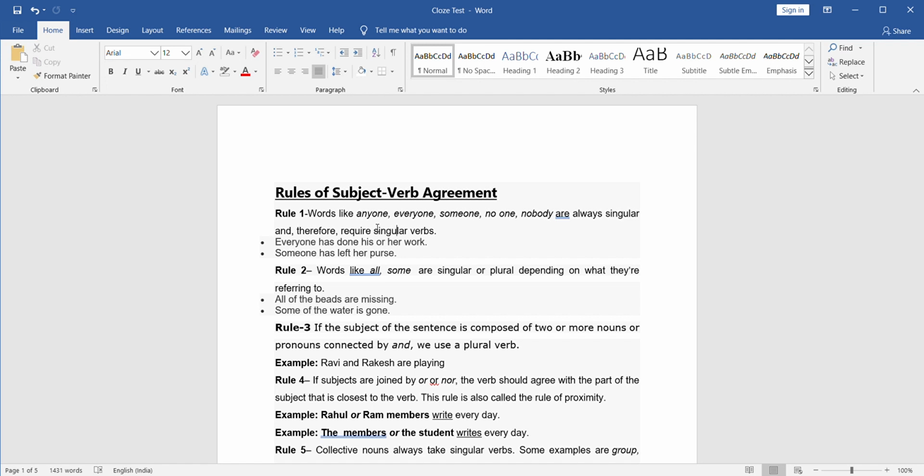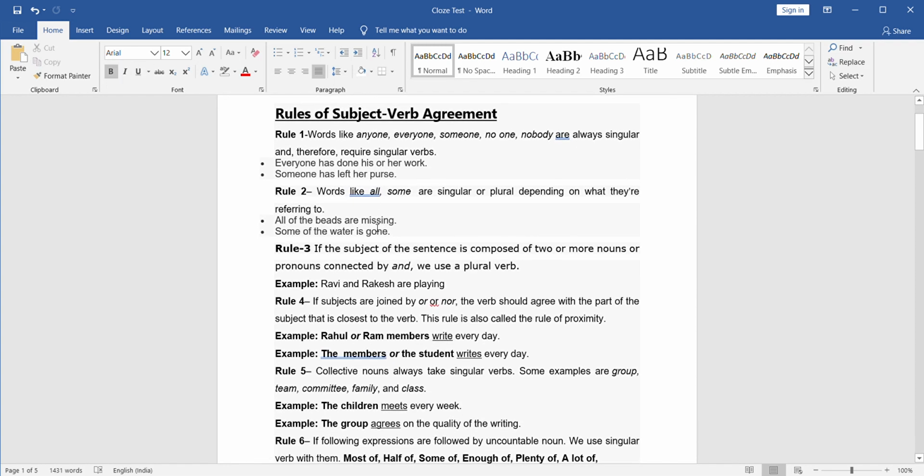Okay, so what is the first rule? The first rule is that if you have words like anyone, everyone, someone, no one, nobody, they are always supposed to be singular. Now, like I told you earlier, if we are considering all or some of, it can be singular or plural depending on what they are referring to. If I say all of the words, that is plural. If I say some of the water, that is singular.